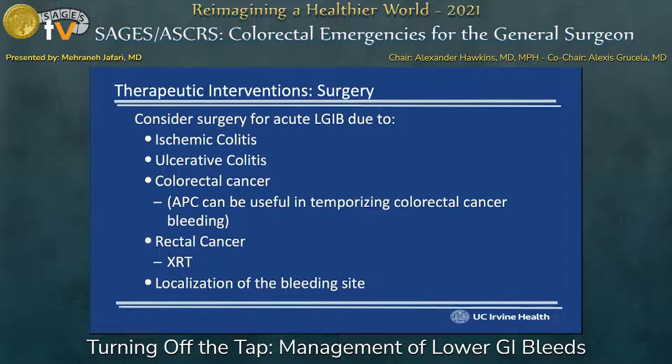Obviously, if they have ischemic colitis, patients with ulcerative colitis and colon cancers that are not invading other adjacent structures are easy answers. For rectal cancers, remember radiation is an option, and this should be presented at multidisciplinary tumor board if possible, before you do radiation. Both short course and long course can help depending on your institutional standards. And APC can be used to temporize colorectal cancer bleeding.